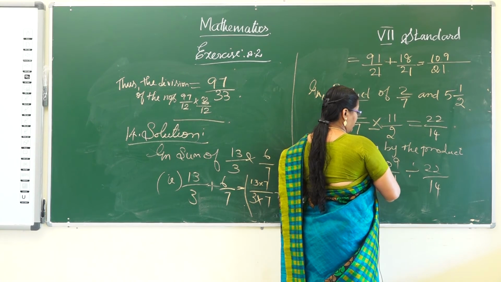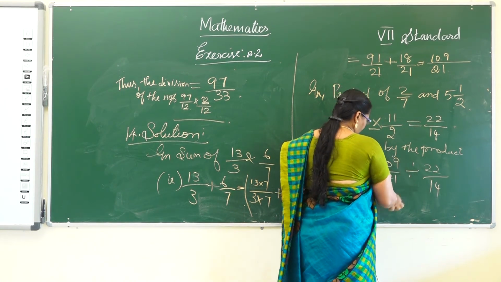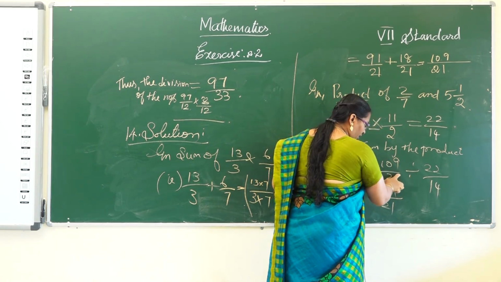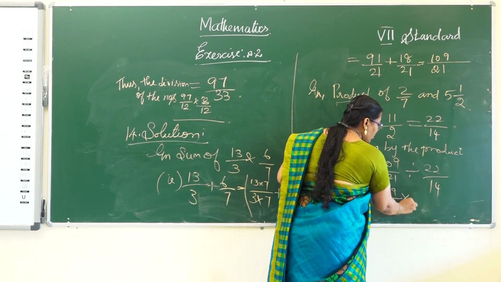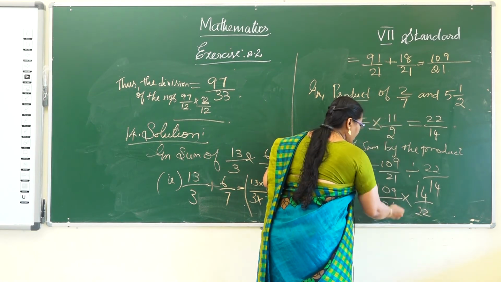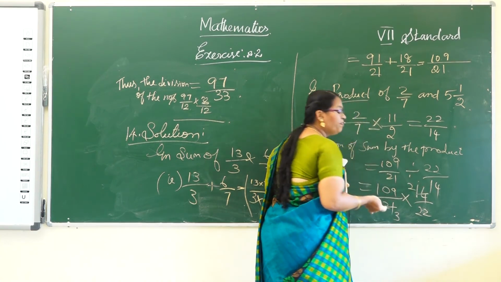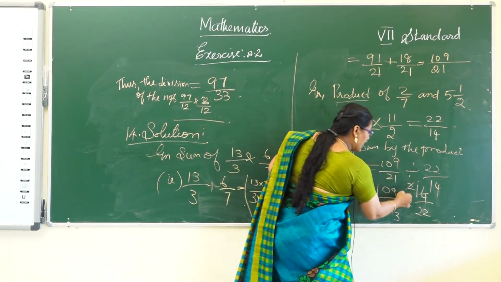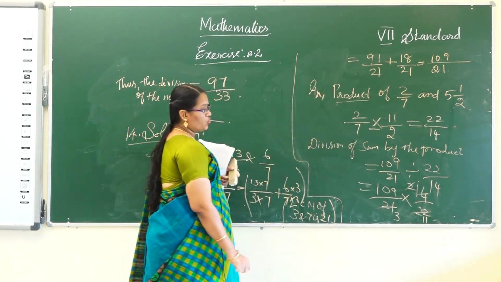Division of fractions, how do you do it? First write the first fraction and multiply it by the reciprocal of the second fraction. That is the rule. Okay, so multiply by 14 by 22. So it cancels in the 7 table: 7 3s are 21, 7 2s are 14. And also it cancels in the 2 table: 2 1s are 2, 2 11s are 22.